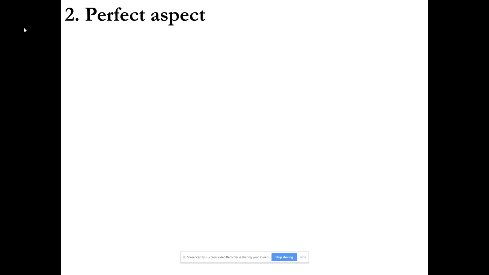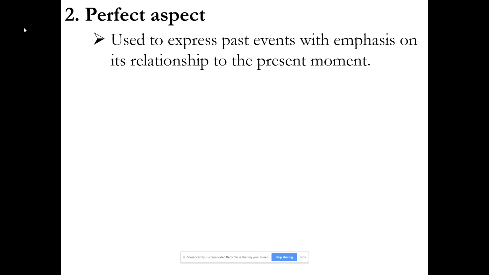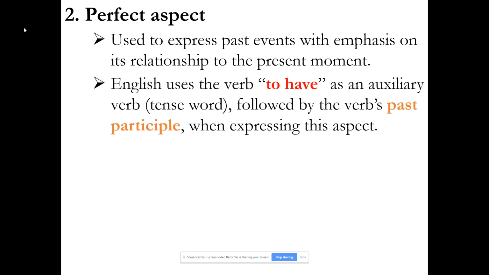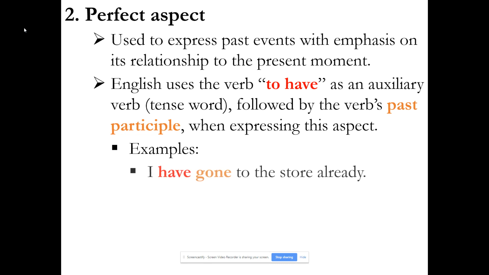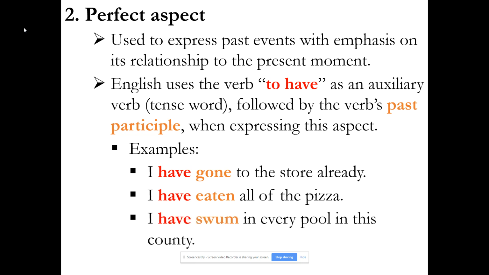All right. The perfect aspect. We use the perfect aspect to express past events with emphasis on the relationship of those past events to the present moment, right? In order to form this, we use the verb to have as an auxiliary verb, conjugated with whatever the subject pronoun is, right? And then the verb's past participle. So I have gone to the store already. I have eaten all of the pizza. I have swum in every pool in this county.